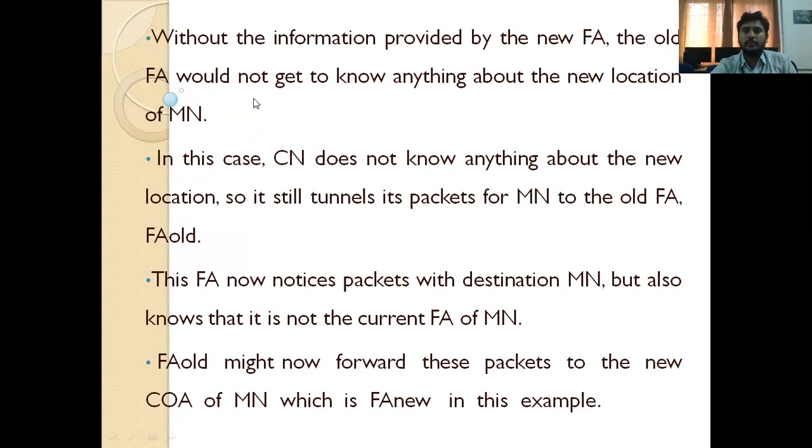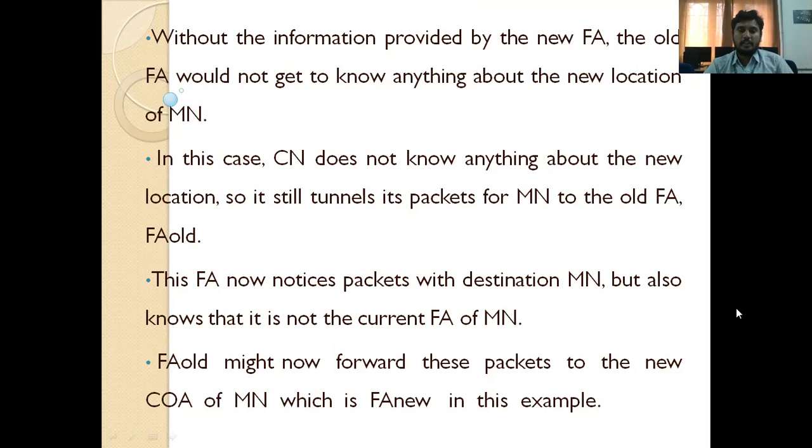So if the new FA sends an update, then only the old FA identifies the exact location of the mobile node. Otherwise, it doesn't know about the location of the mobile node. Without the information provided by the new FA, the old FA would not get to know anything about the new location of the mobile node. So in this case, a correspondent node does not know anything about the new location. So it still tunnels its packet for the mobile node to the old FA.